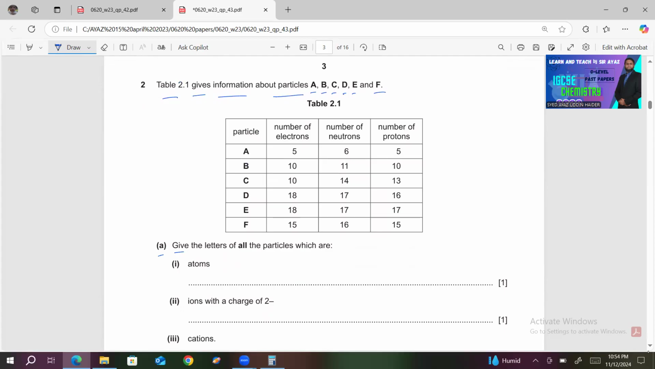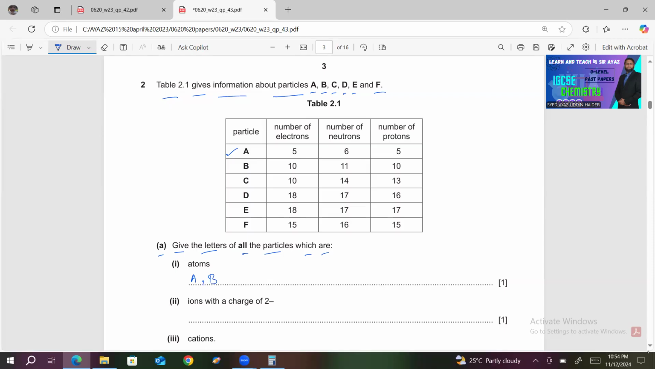A, give the letters of all the particles which are number 1, atoms. So atoms means they are talking about neutral charged particles which contain same number of protons and electrons. So A must be one of these. So you write A because it contains same number of electrons and protons. B is also in the list because it also contains same number of electrons and protons.